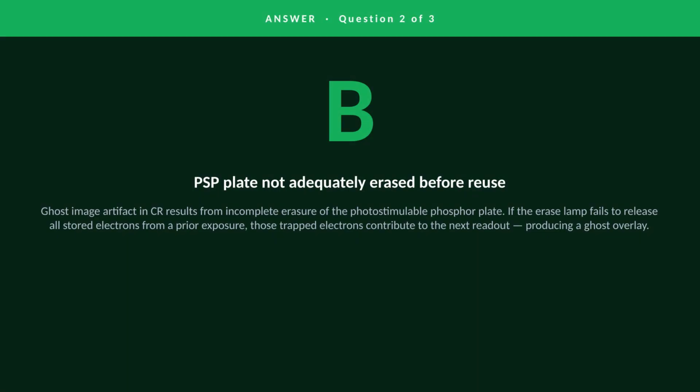The answer is B. The PSP plate was not adequately erased before reuse. A ghost image in CR results from incomplete erasure. If the erase lamp fails to release all stored electrons from a prior exposure, those trapped electrons contribute to the next readout, producing a ghost overlay on the current image. The solution is ensuring complete plate erasure and inspecting the CR reader's erase lamp function.